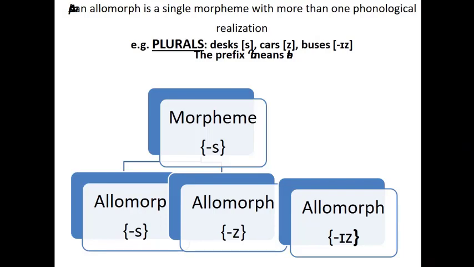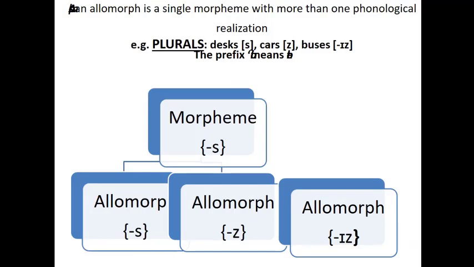For instance, the S morpheme sounds different in different plural forms. It's a morpheme, but what type of morpheme is it? It's an allomorph. Why do we call it an allomorph? Because it has more than one sound to it. The S there has more than one sound.